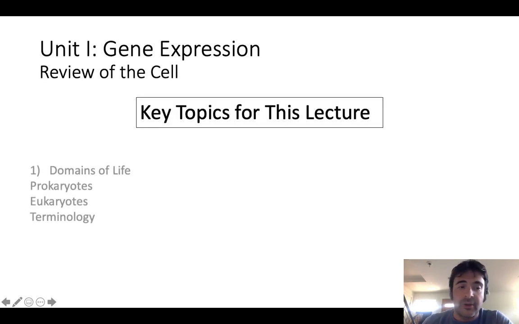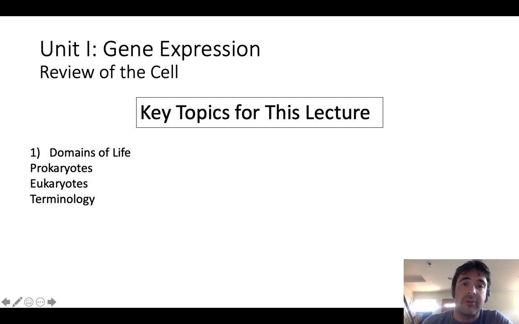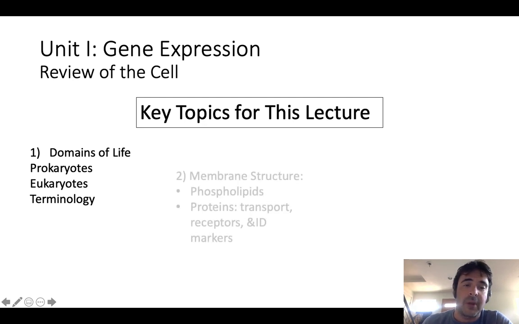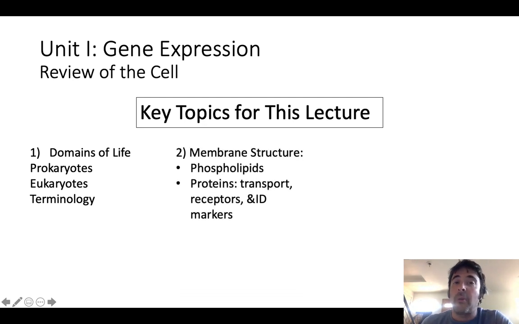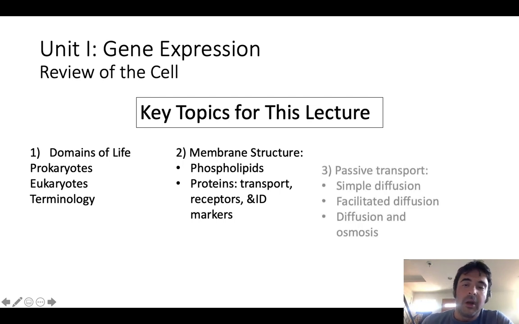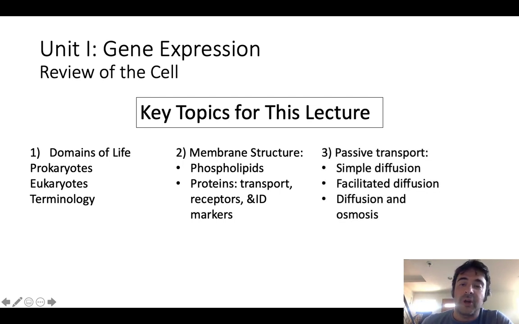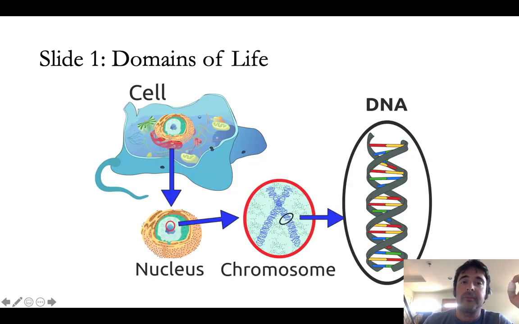Key topics for this lecture are going to be talking about the domains of life and being able to distinguish the domains of life. Then we're going to talk about membrane structure, and we're going to draw a focal point to the plasma membrane. And finally, we're going to talk about passive transport, and then we're going to get into diffusion and osmosis, tonicity, and how that relates to IV science, which is really why we're studying this as a class, to prepare you for AMP1 and ultimately to prepare you for allied health.